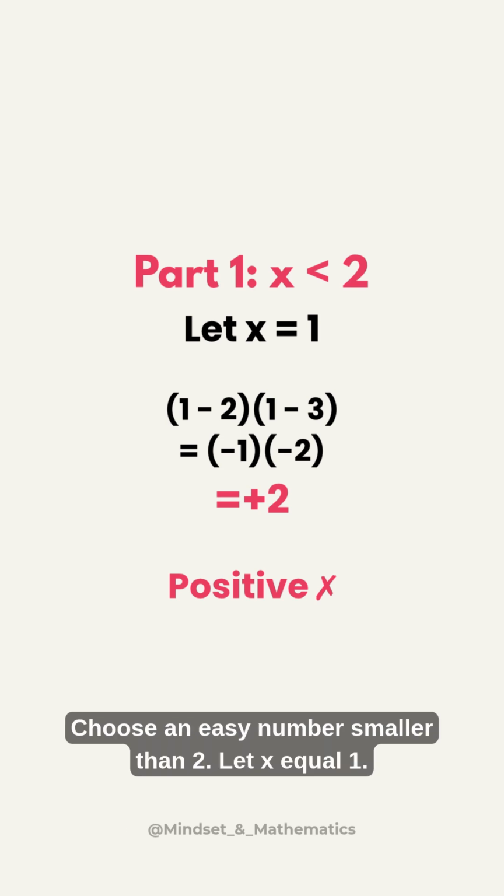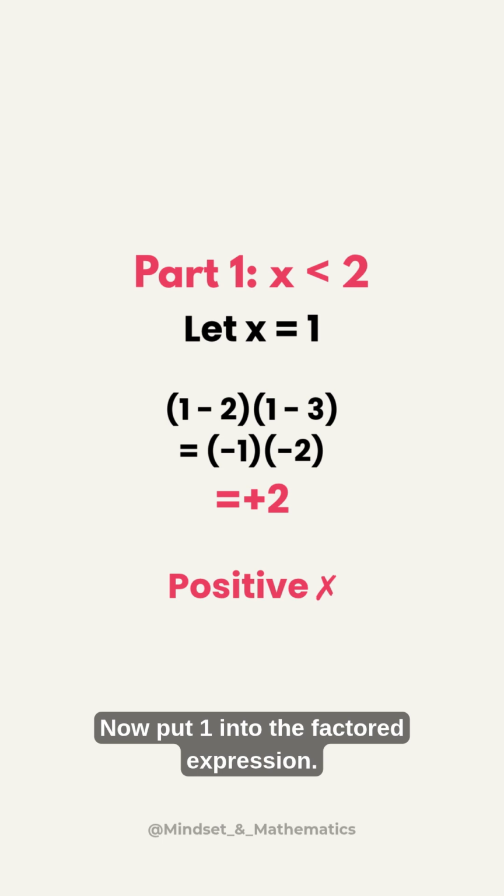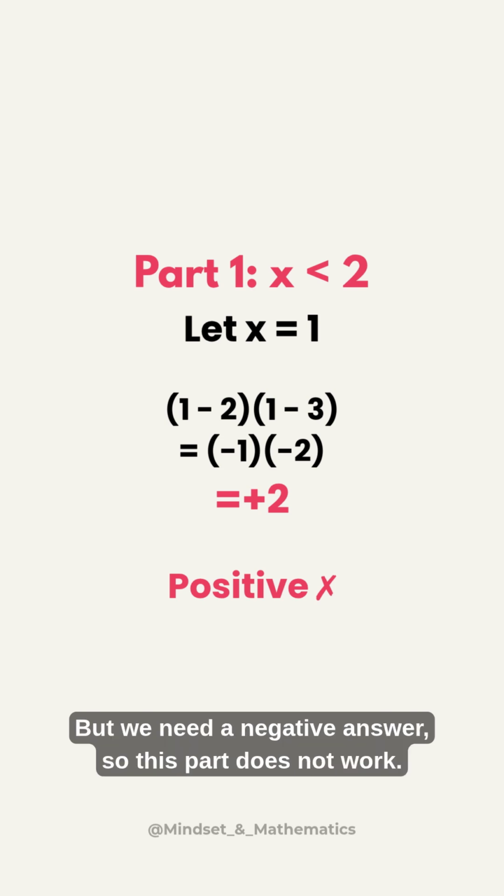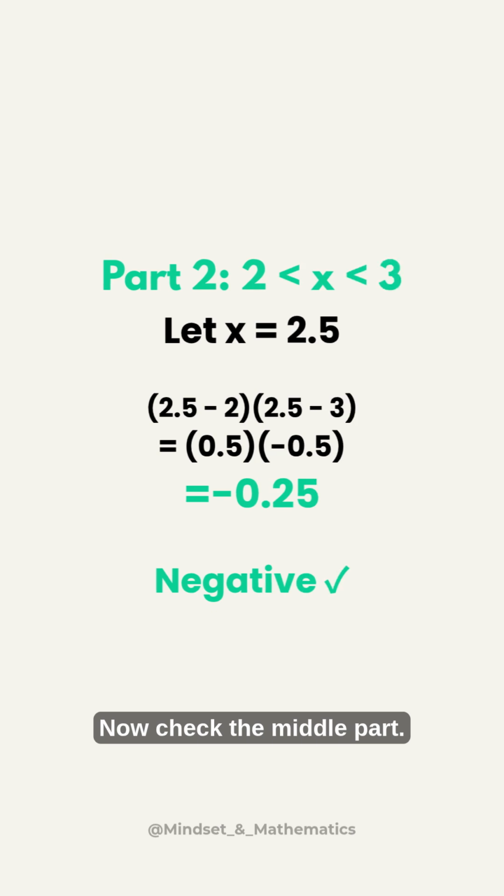Let x equal 1. Now put 1 into the factored expression. 1 minus 2 is negative 1. 1 minus 3 is negative 2. Negative 1 times negative 2 is positive 2. But we need a negative answer, so this part does not work. Now check the middle part. This means x is between 2 and 3.